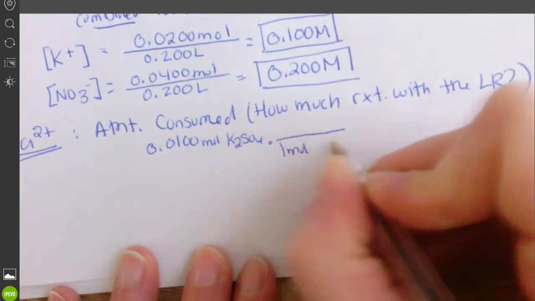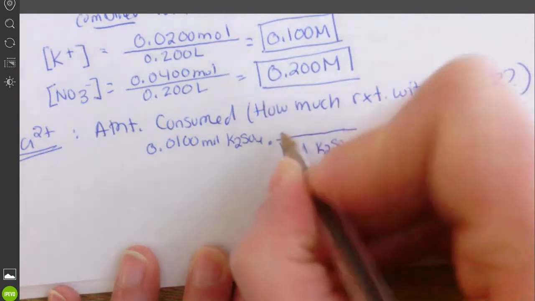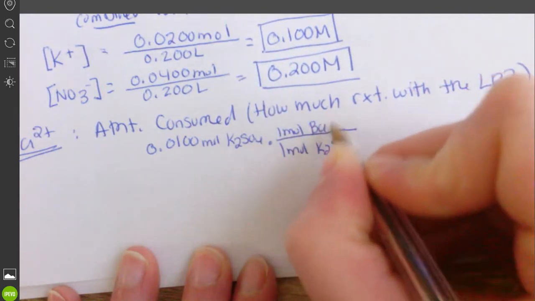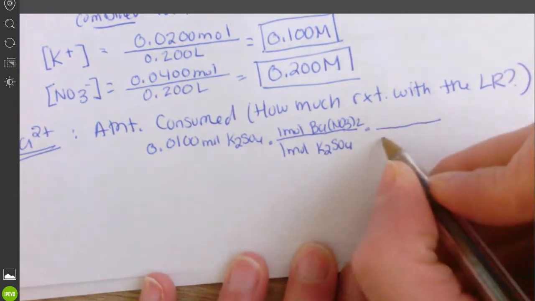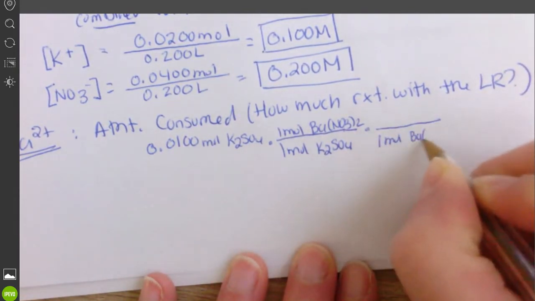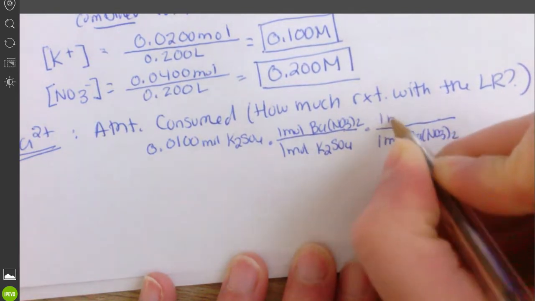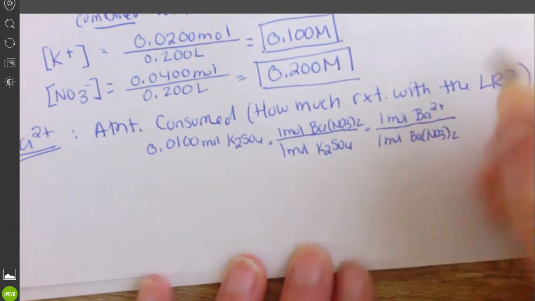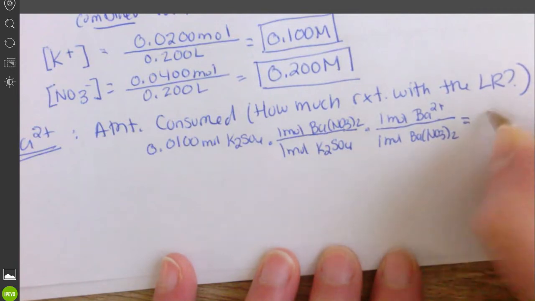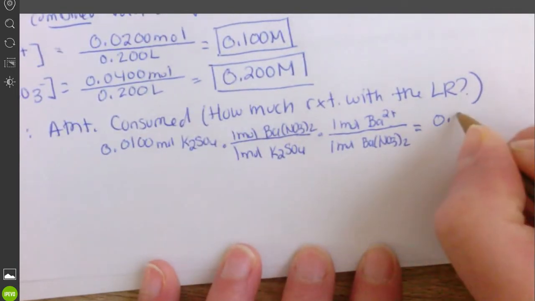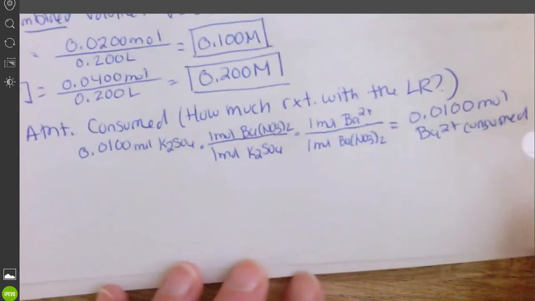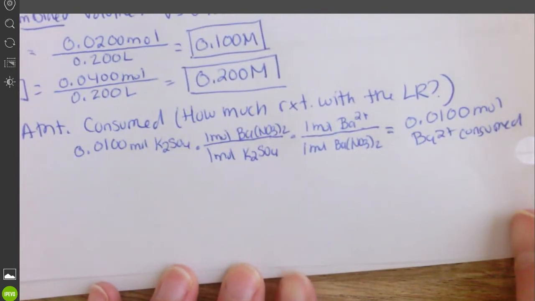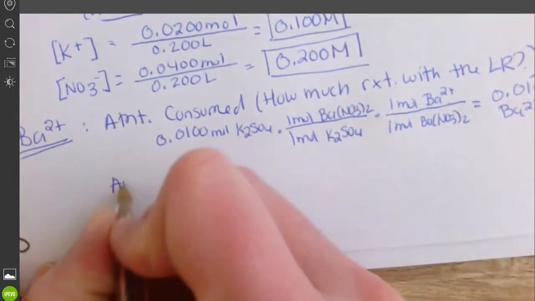Using my balanced equation, 1 mole of K2SO4 reacts with 1 mole of Ba(NO3)2. I'm going to go right to our barium ions. For every 1 mole of my barium nitrate, I get 1 mole of Ba2+ that was consumed to make the precipitate. When you calculate that out, you get 0.0100 mole of Ba2+ consumed into the precipitate. Now I want to figure out how much is left over.